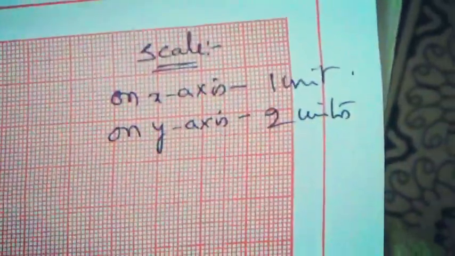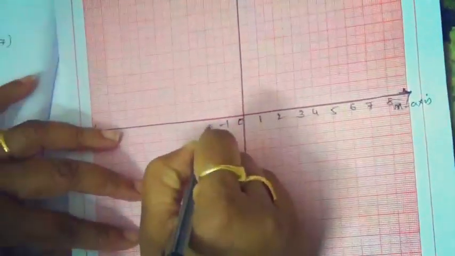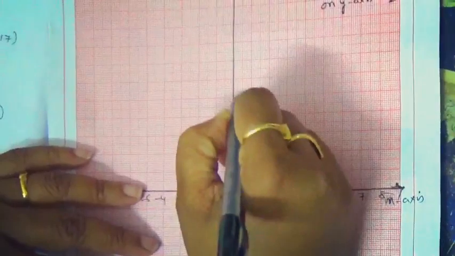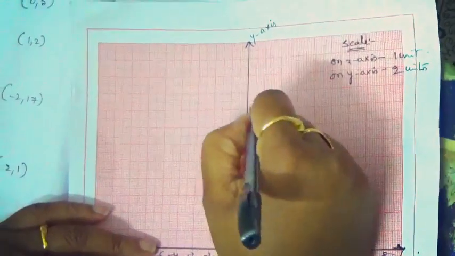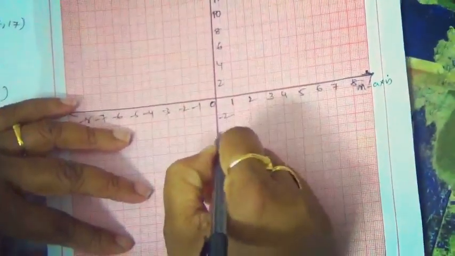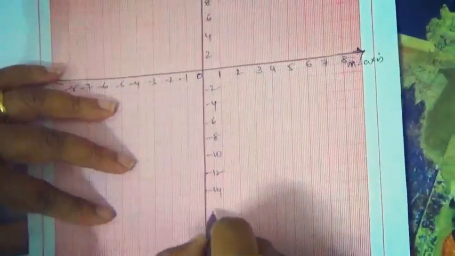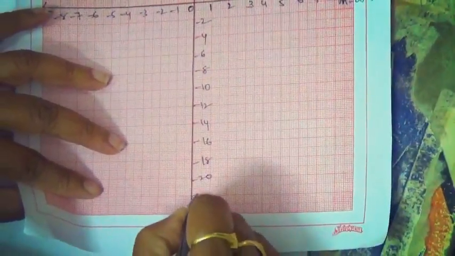Okay, 0, 1, 2, 3, 4, 5, 6, 7, 8. Minus 1, minus 2, minus 3, minus 4, minus 5, minus 6, minus 7, minus 8. And on the y-axis 2 units we are taking, that is 2, 4, 6, 8, 10, 12, 14, 16, 18, 20, 22. Here also minus 2, minus 4, minus 6, minus 8, minus 10, minus 12, minus 14, minus 16, minus 18, minus 20, minus 22.